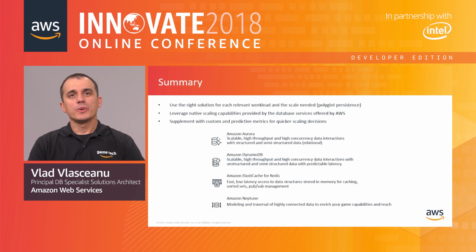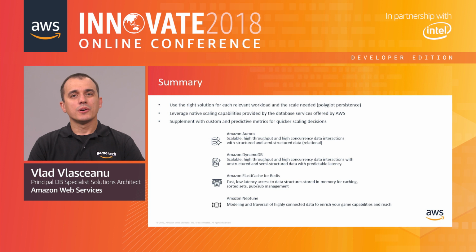So in summary, you want to use the right solution for the relevant workload and the scale that you need it for. And we call that polyglot persistence. It's a fairly common term. It means just that you're using the right data store for the right type of data that you're modeling. And you want to leverage the native scaling capabilities that are provided by the AWS database services that you use as much as you can. But that might not always be enough. So it's always useful to supplement that with potentially predictive metrics that help you get ahead of any sort of spikes or demand curve increases.